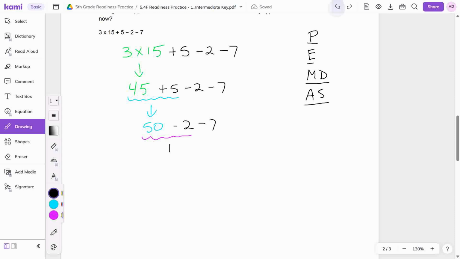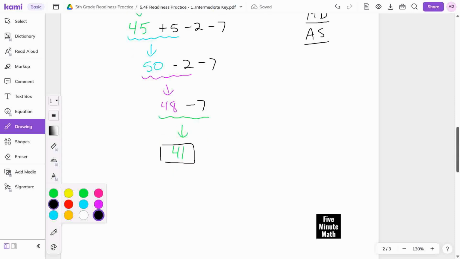right? And that's going to get me 48. And then that's going to leave me with 48 minus 7. And that's going to get me a final version of 41. So that is my final answer.